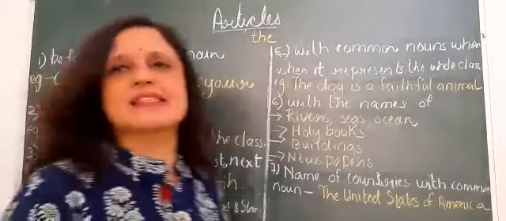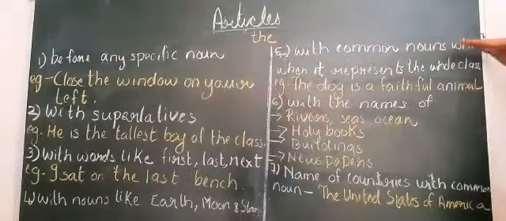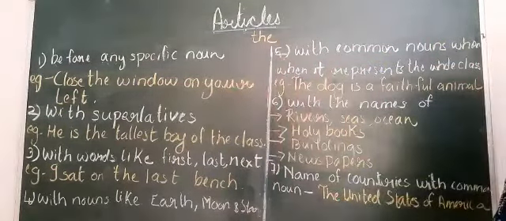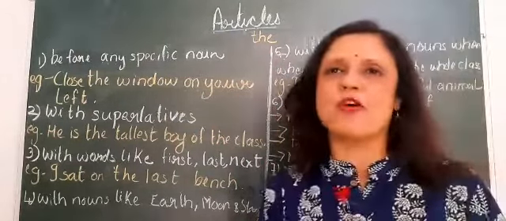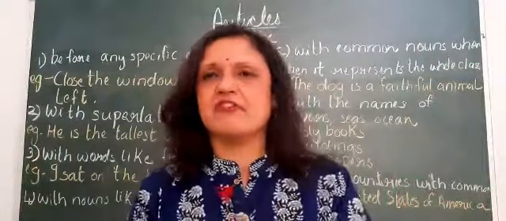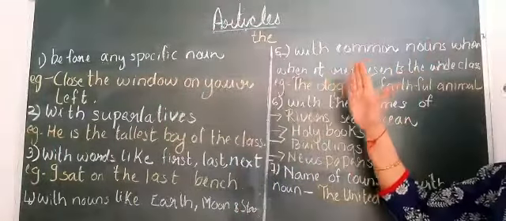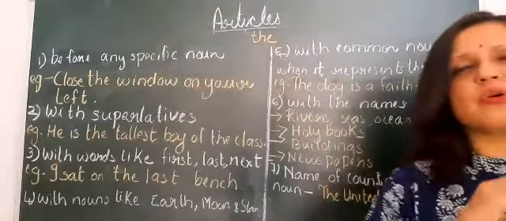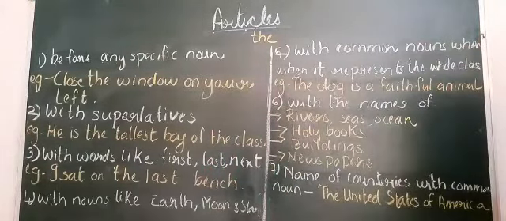Now, let's come to the other words. It is used with common nouns when it represents the whole class. Like, the dog is a faithful animal. We're not talking about one dog or two dogs. We're talking about the whole class of dogs. Therefore, we use the definite article "the". The dog is a faithful animal. So we specified it to the whole class of dogs.